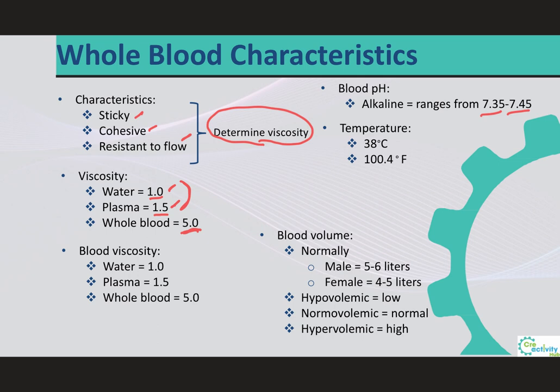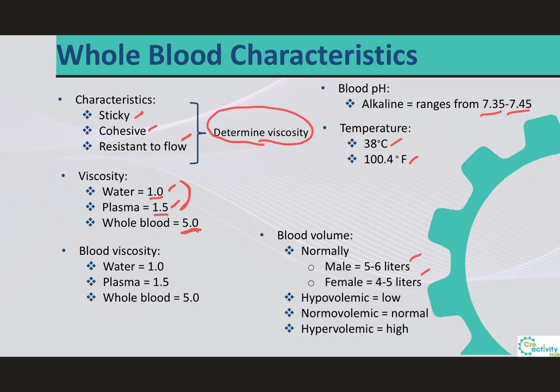So our core body temperature sits around 37 degrees Celsius, and the blood temperature sits around 38 degrees Celsius. If you prefer to use Fahrenheit, then the core body temperature is around 98.6 Fahrenheit, and the blood temperature would be 100.4 Fahrenheit. With regards to blood volume, on average, adult males will have 5 to 6 liters of blood circulating in their bodies, and adult females will have about 4.5 liters.